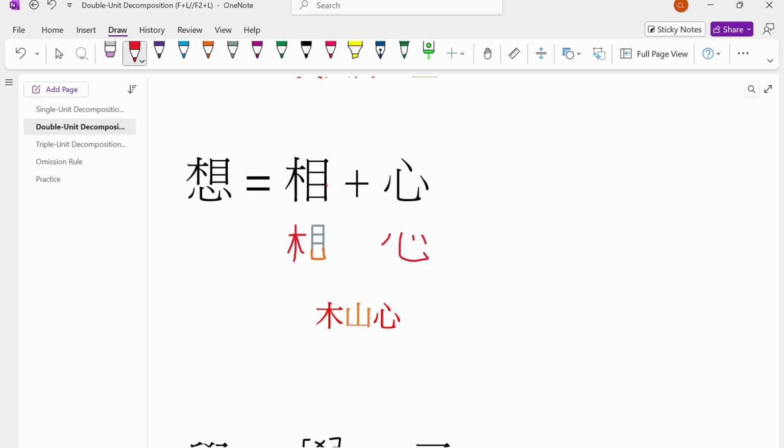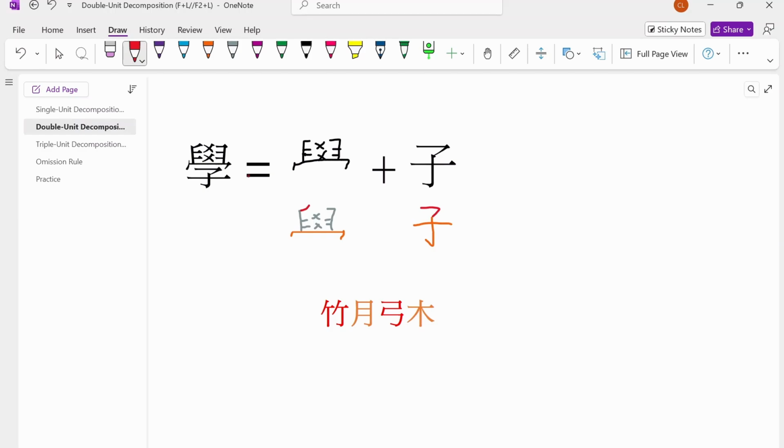Sung is split into Sung and Sum. Take the first and last radical of the first unit, and if the second unit has fewer than 3 radicals, you just take all of them. In this case, the second unit is 1 radical, so our code becomes Mok San Sum. Hawk is split into the top component and the character Zi. We take the first and last radical of the first unit, and because Zi is comprised of less than 3 radicals, we just take all of them, so our code becomes Zhok Yu Gong Mo.